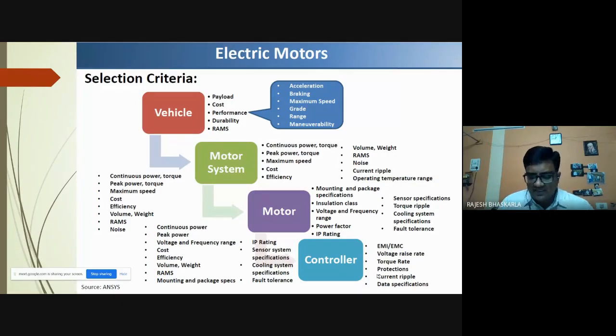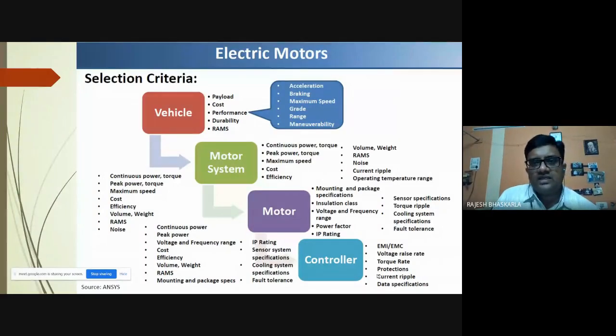This is again a big topic, but to brief, you should know that motor selection is done based on its electrical characteristics, mechanical characteristics, and also cost, efficiency, and other parameters like the cooling system and the sensors required. So briefly, you can say that.